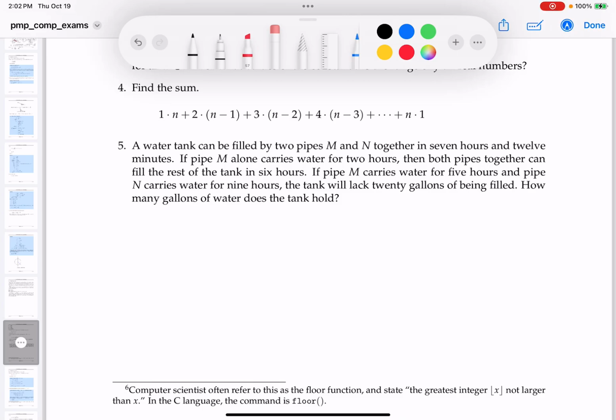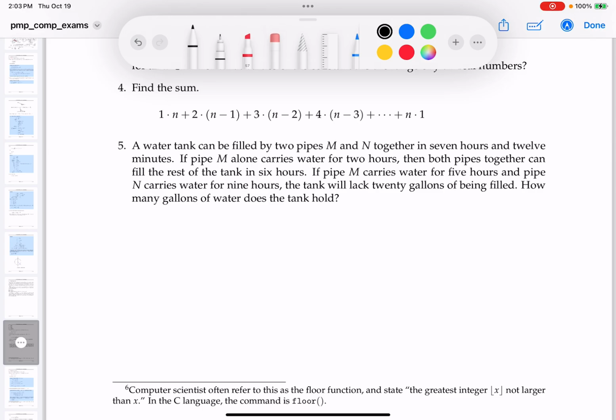All right, this is a word problem, and it's really a work problem the way I'm looking at it. The water tank can be filled by two pipes, M and N, together in 7 hours. Oh, I'm sorry, 7 hours and 12 minutes. That's even tougher. So let me write this down. I can write the 7 hours and 12 minutes.